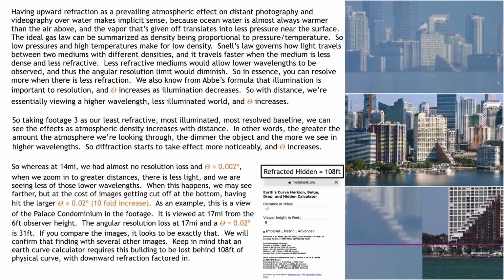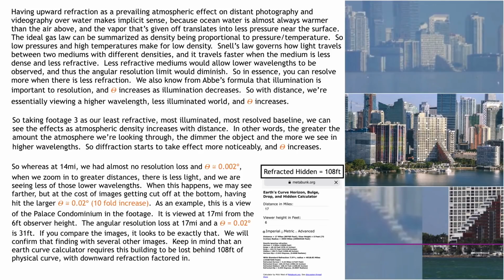So diffraction starts to take effect more noticeably, and theta increases back to our standard 1 arc minute worth of loss. Whereas at 14 miles we had almost no resolution loss, and theta was essentially 1/5 of an arc minute or less, when we zoom into greater distances, there's less light, and we are seeing with those higher wavelengths. And when this happens, we may see farther, but at the cost of the image getting cut off at the bottom, having hit the larger 0.02 degree resolution limit, which is a 10-fold increase.